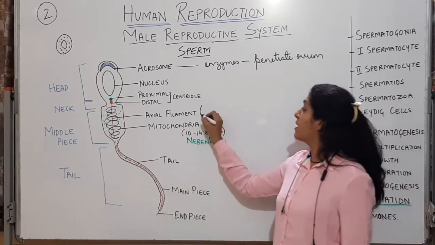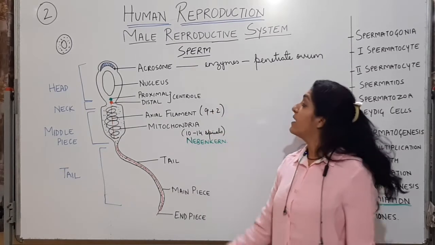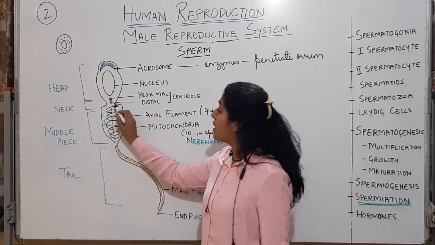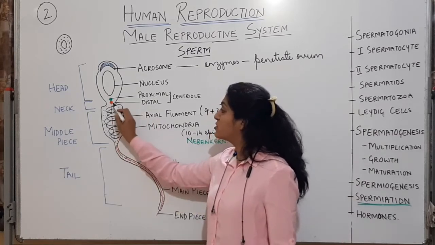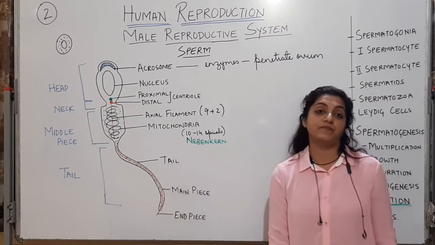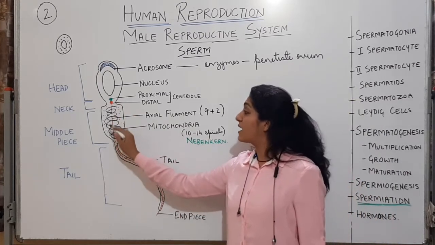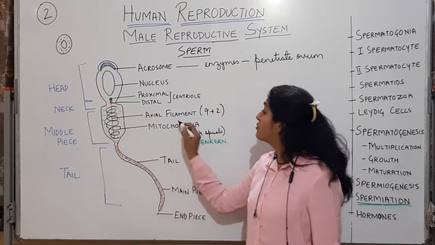ये axial filament का configuration 9+2 ही रहेगा जो आपको पता है. Alright, so from the distal centriole one axial filament is going to come which is going to pass through the middle piece and pass through the complete tail. In the middle piece, coiling this axial filament is going to be mitochondria.